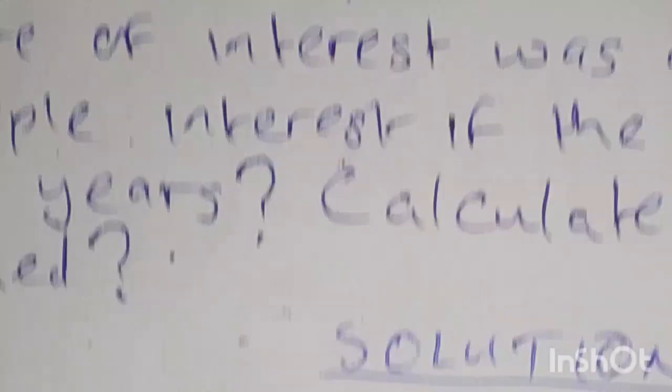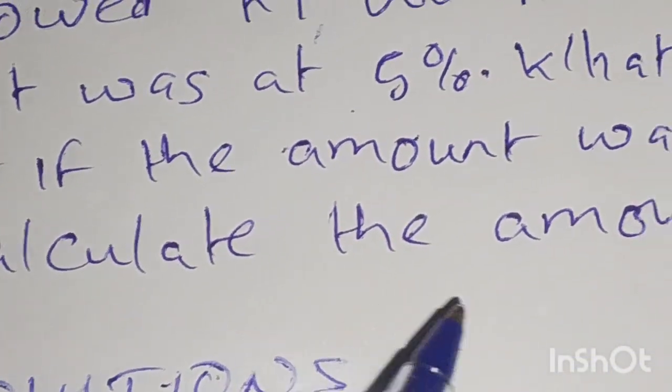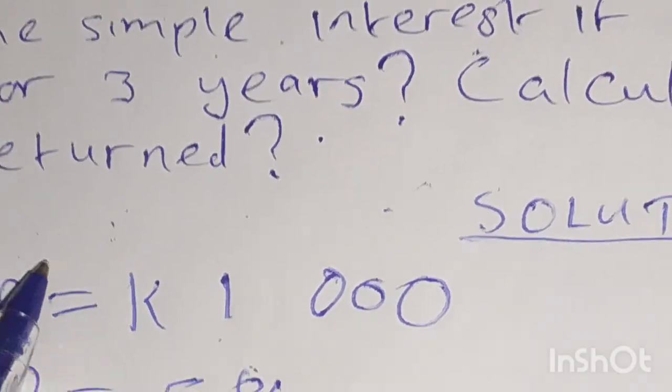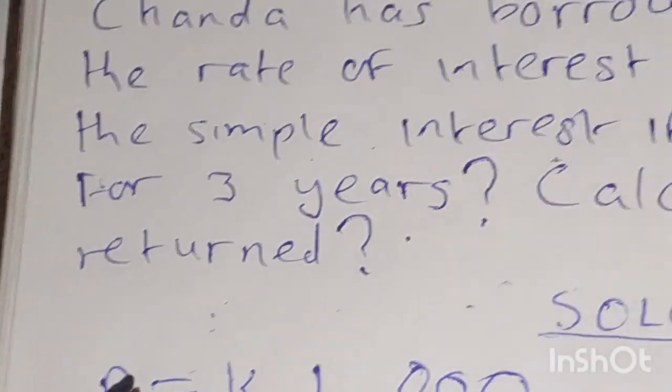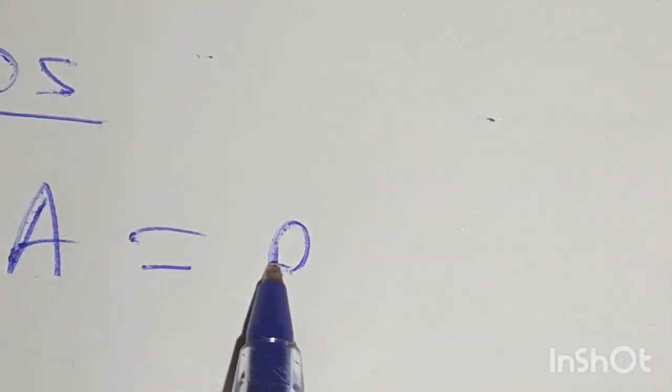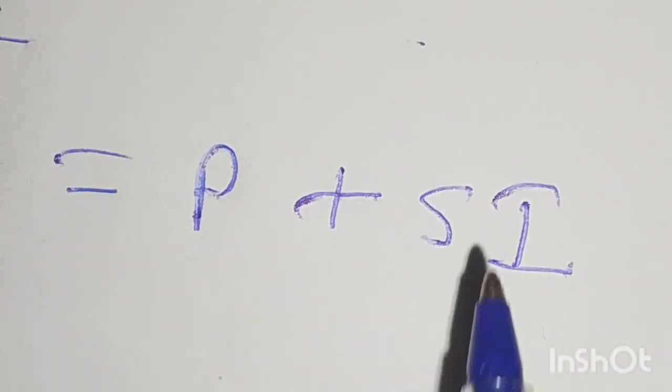Now the question continues to say calculate the amount to be returned. The amount to be returned is the accrued amount. So let's go to the formula for accrued amount. Accrued amount is equal to principal plus simple interest. So we have our principal to be 1000 here.